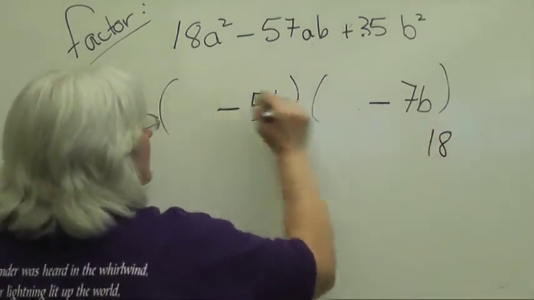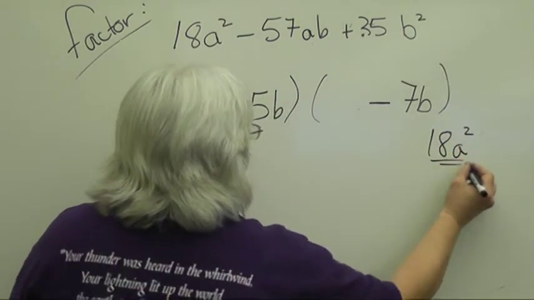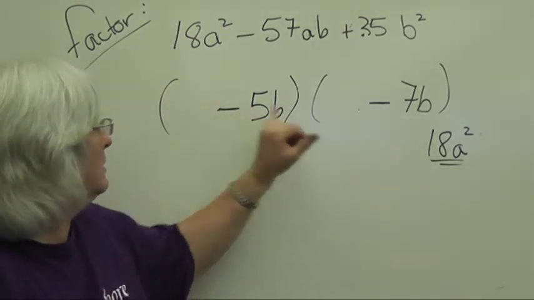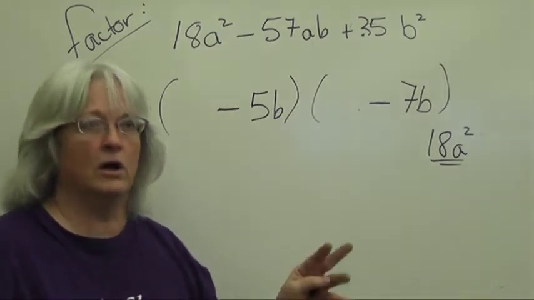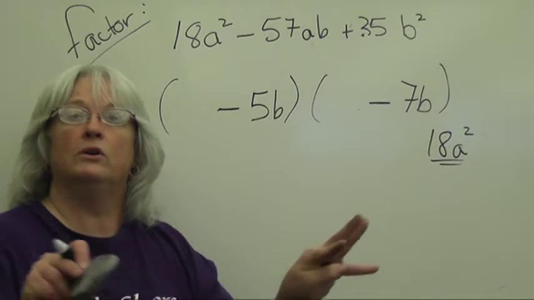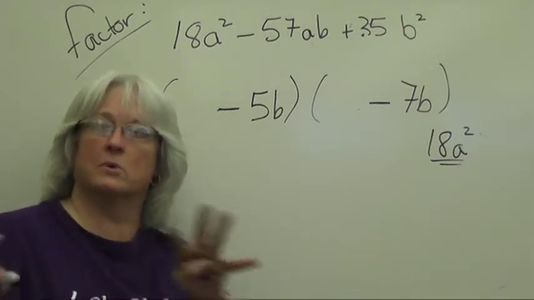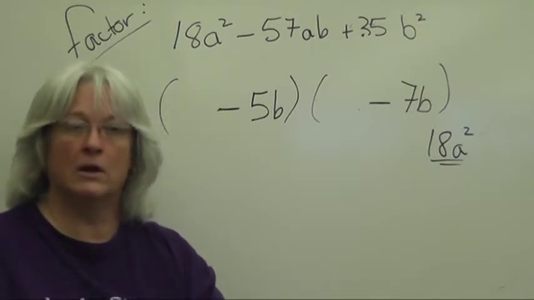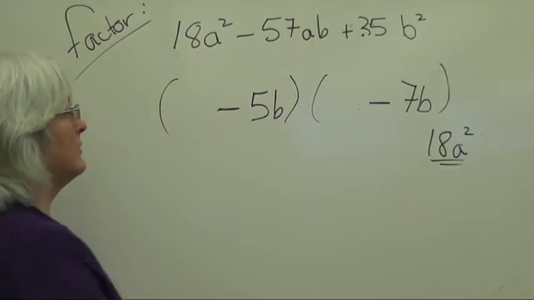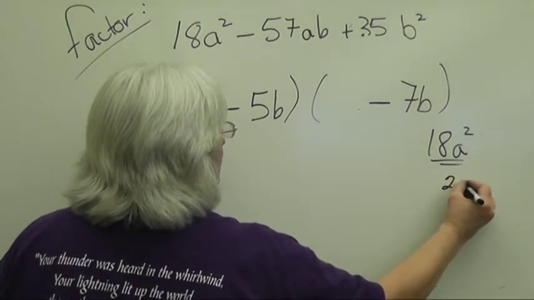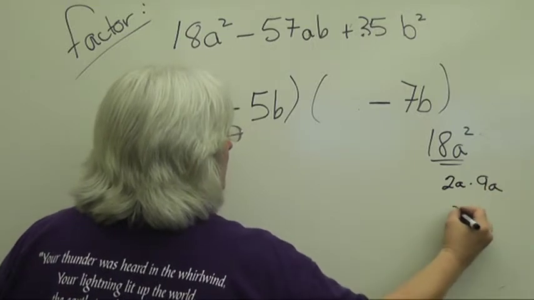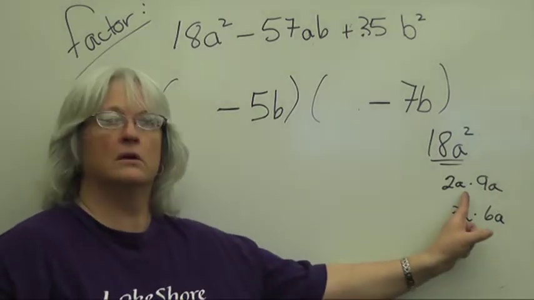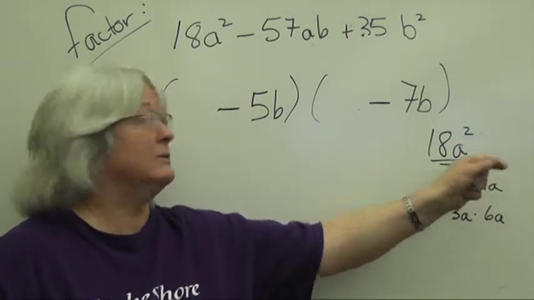We had 18a squared. We have to find possible factors of 18a squared to put in here. And I do suggest that you not use 1 times 18, those extreme small and extreme large factors, as your initial trials, because usually it's not what you're looking for. So 18a squared can either be 2a times 9a, or it can be 3a times 6a. Both of these products are going to be 18a squared.